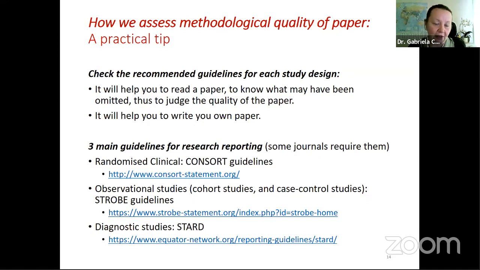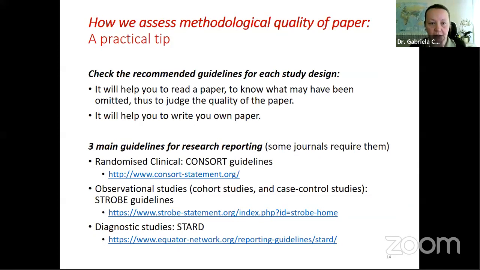And there are three main guidelines that I use, but there are more of them. One is guidelines for randomized clinical trials. They are called CONSORT guidelines. Then there are guidelines for observational studies. They are called STROBE guidelines. And also there are guidelines for diagnostic studies.